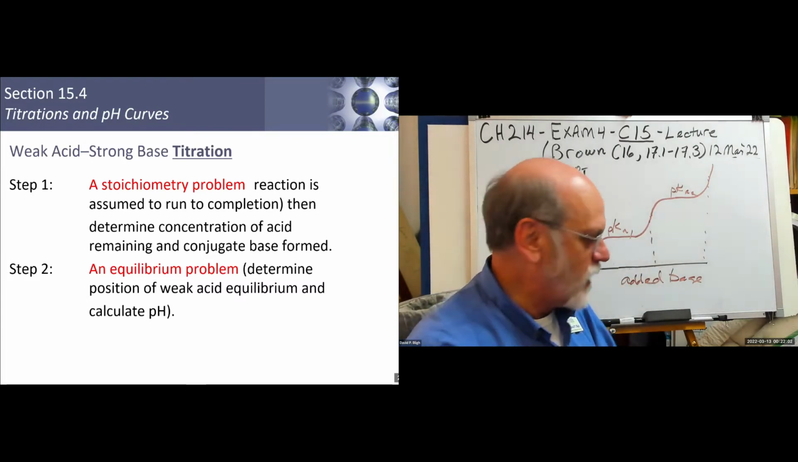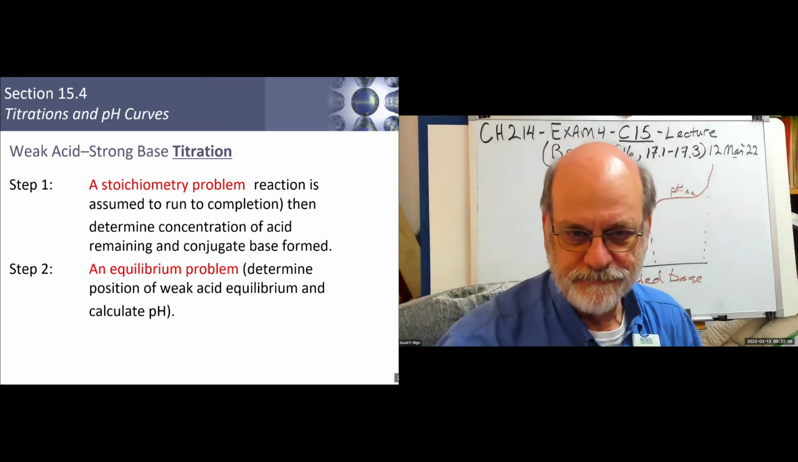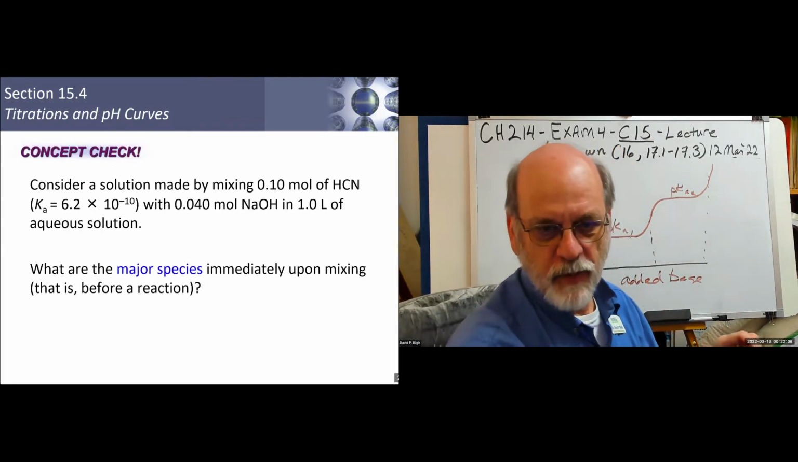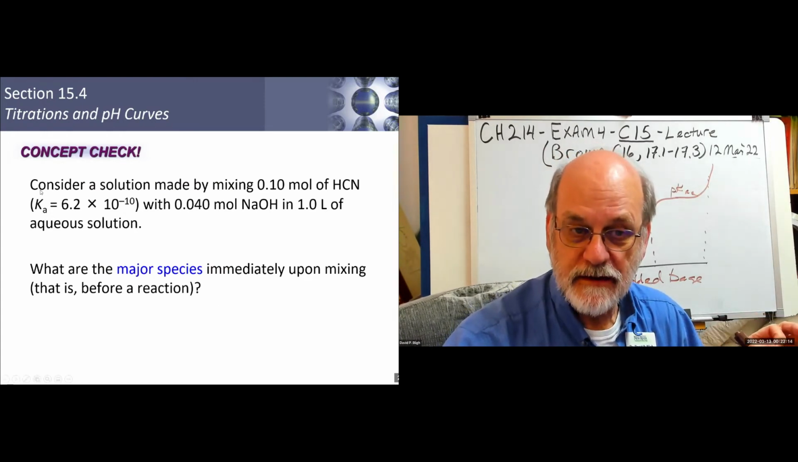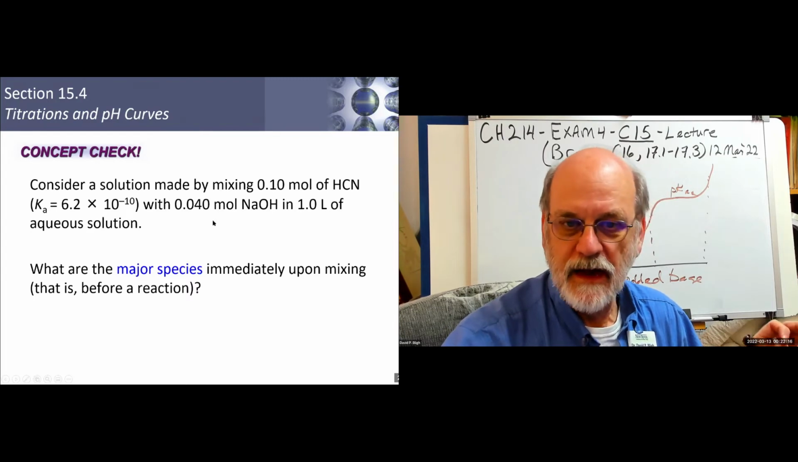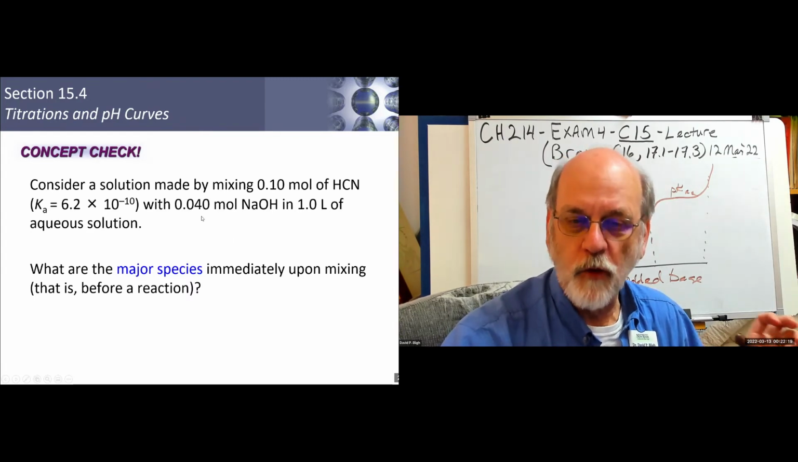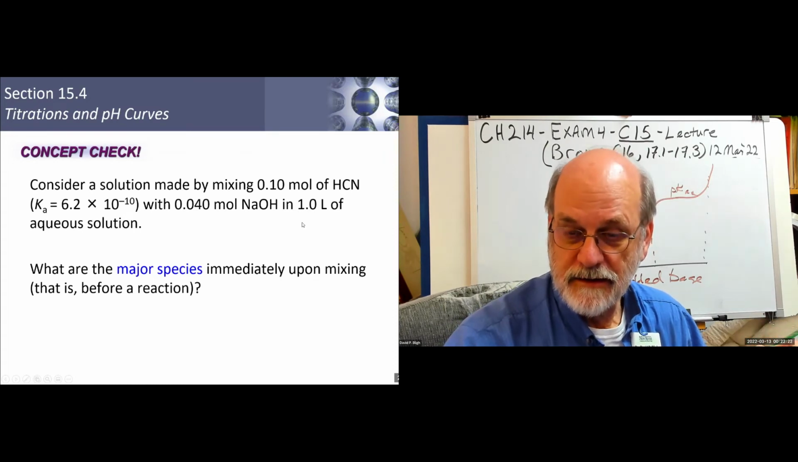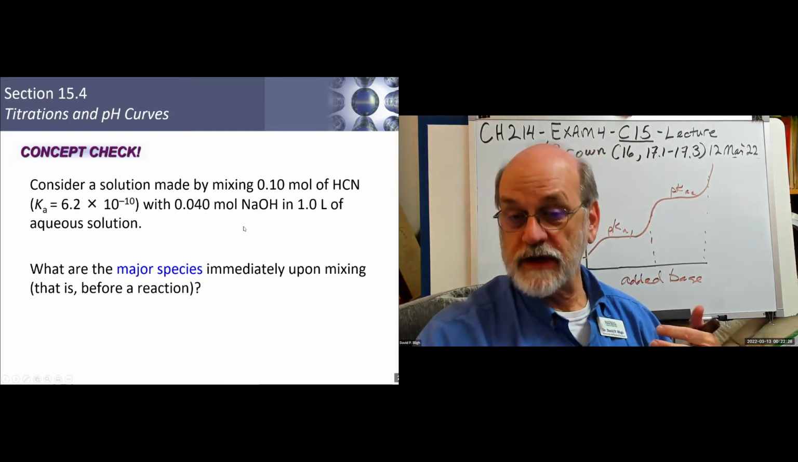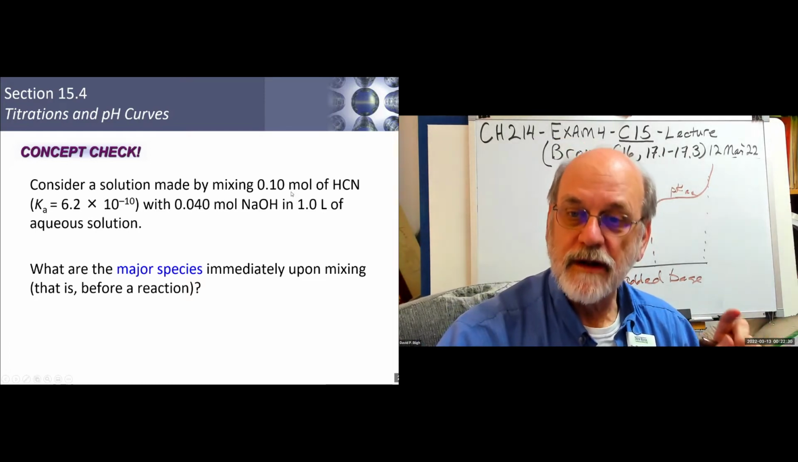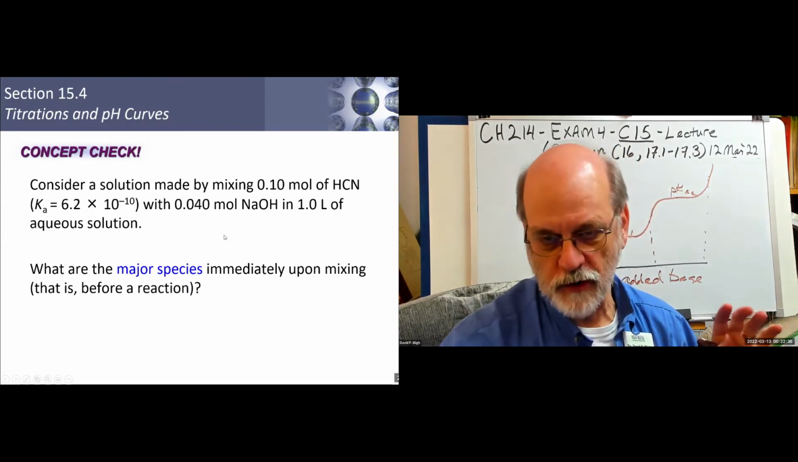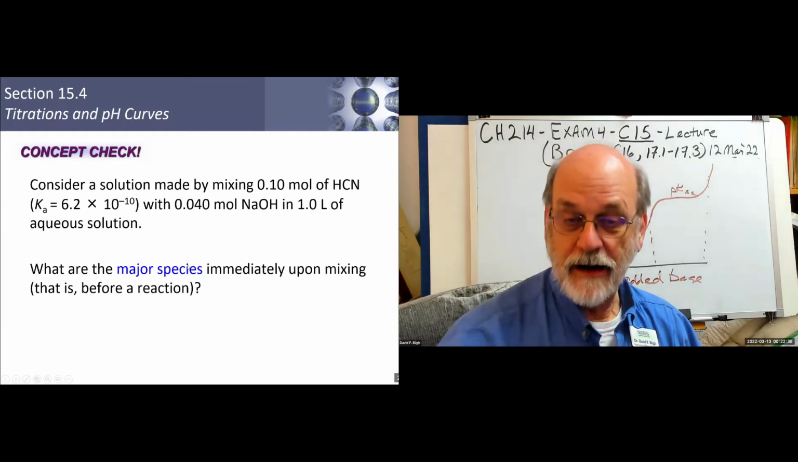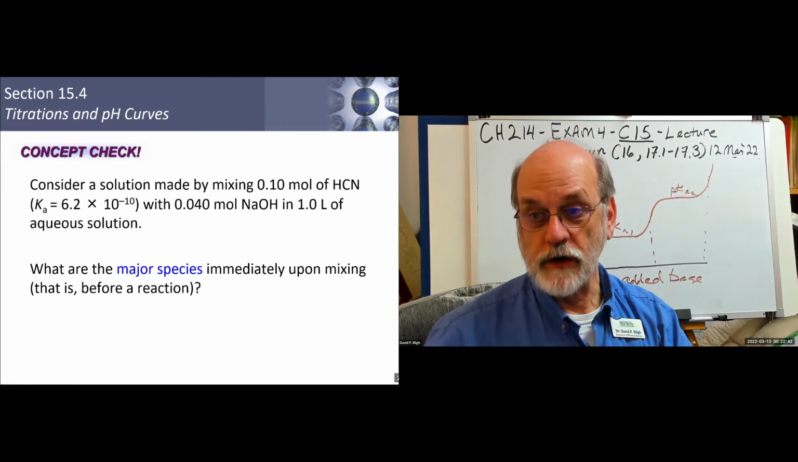Okay? All right. So let's move on. Here we have a problem where we're going to make a solution with 0.1 molar hydrocyanic acid, and its Ka value is given for us. And we're going to mix that with 0.04 molar sodium hydroxide. And both of them are in 1 liter. So we do that so that we can say, all right, it's 0.1 molar in hydrocyanic acid and 0.04 molar in sodium hydroxide. All right, we're going to solve this the long way first.